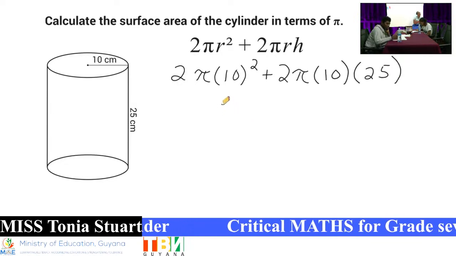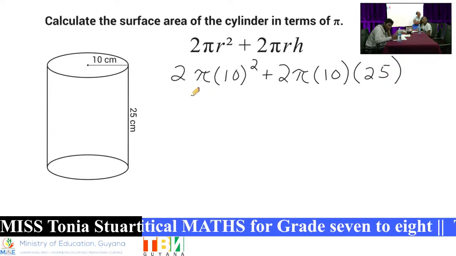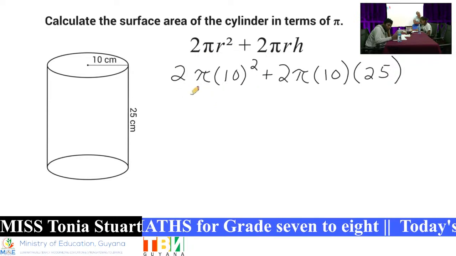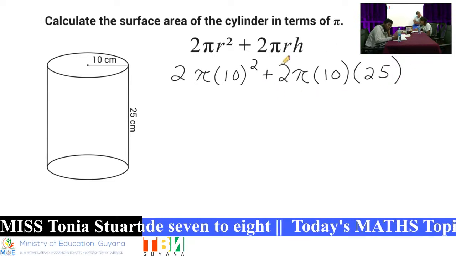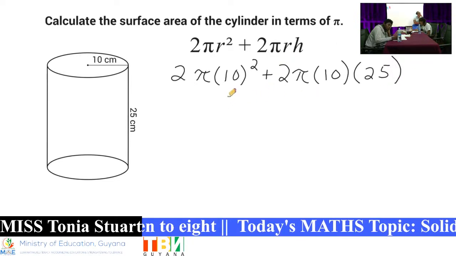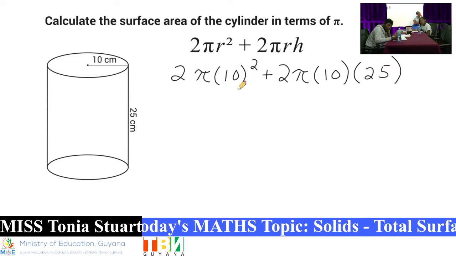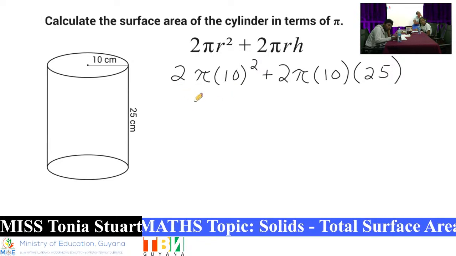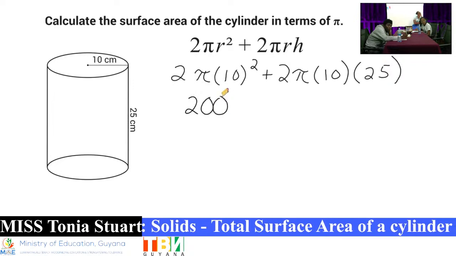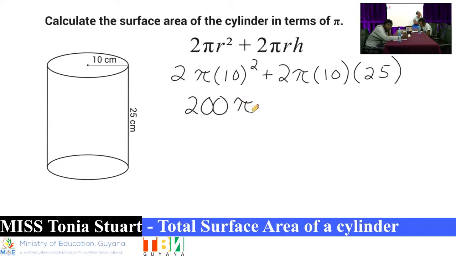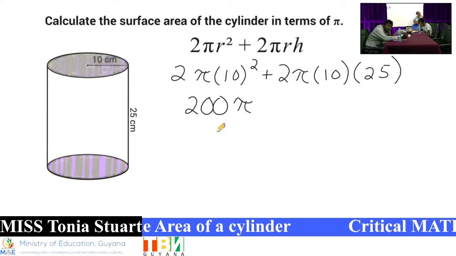Alright, now that we have plugged all of our values into the appropriate places, what we're going to do next is simplify the left-hand part of our equation before this plus sign here, and simplify everything to the right-hand side of our plus sign. So we're going to take 10 to the second power, which is 100, and then we take 100 and multiply that by 2, which is 200. And we have to take 200 and multiply that by pi. And 200 times pi will give us the area of the two circular surfaces.